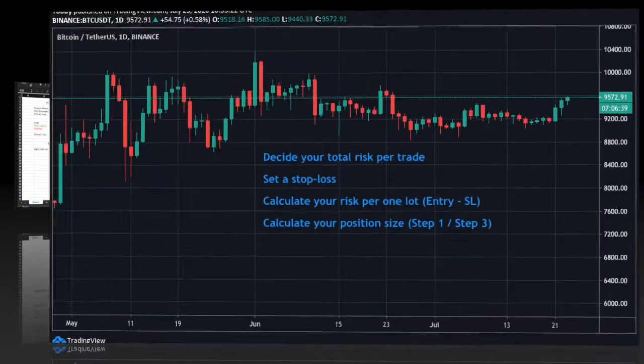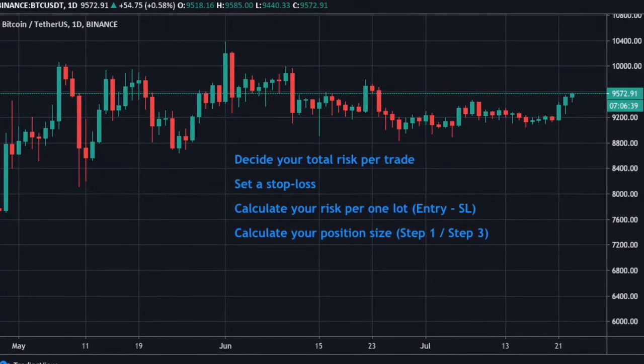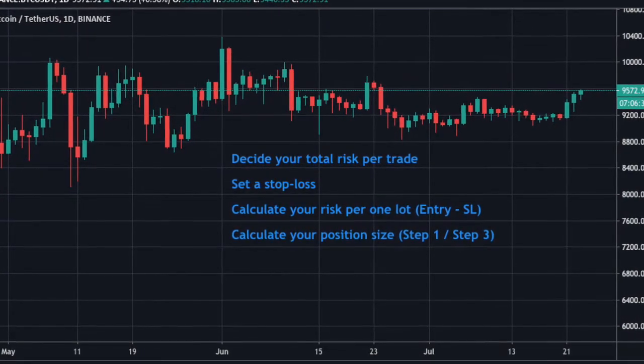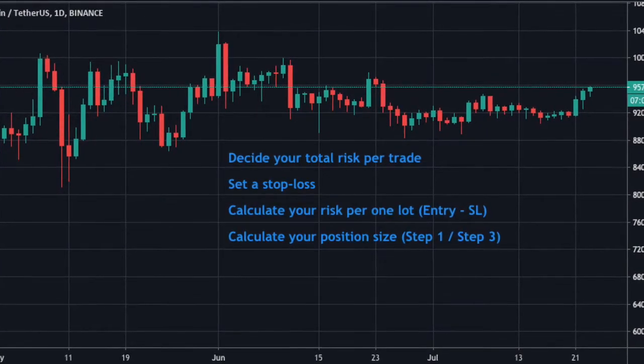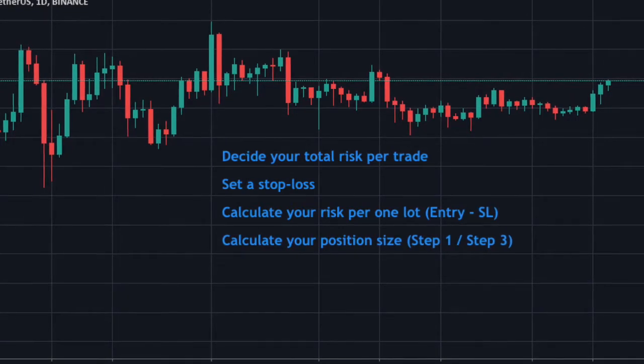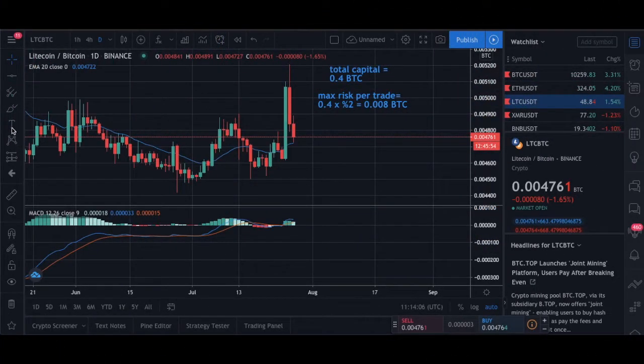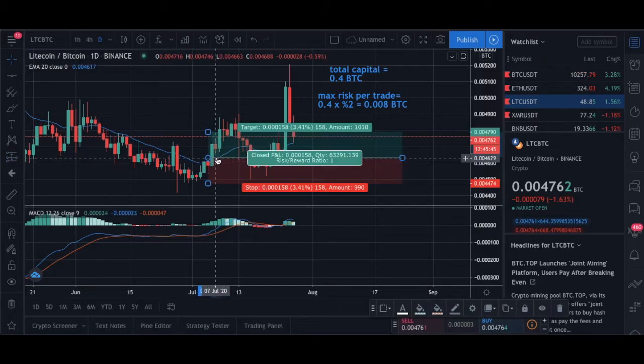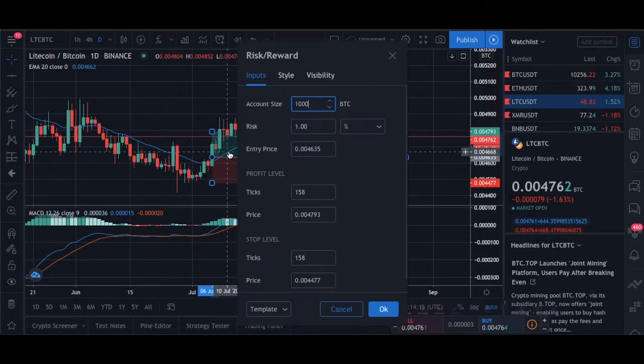Now let's look at an altcoin to Bitcoin pair. Since there are lots of digits while trading alts, it looks harder to calculate your position size. But the logic and steps you should follow to calculate your position size are exactly the same. I chose the Litecoin to Bitcoin pair, which I trade regularly. Let's say our total capital is 0.4 Bitcoin, and our maximum loss per trade is 2% again. This gives us a maximum risk of 0.008 Bitcoin per trade.